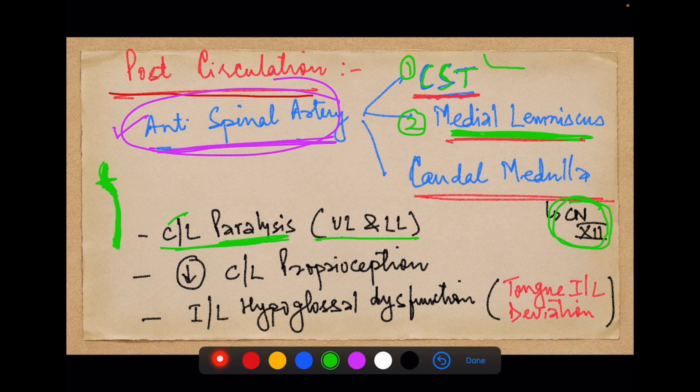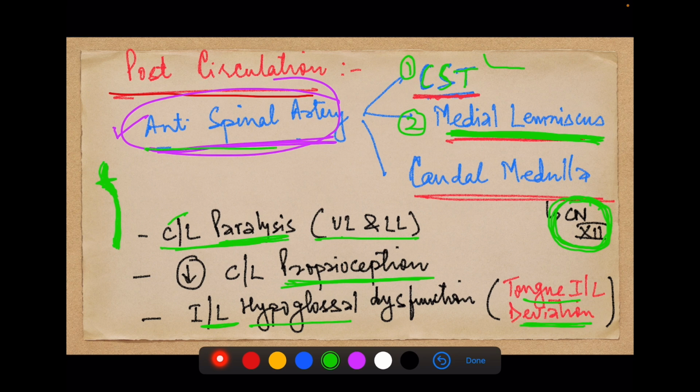And the dorsal column, if we remember our physiology, this dorsal column or posterior column ascending tract carries the sensation of proprioception, joint position, vibration. So the patient will have reduced proprioception, joint position or vibration from the opposite side of the body. And the third thing is the cranial nerve 12th, the hypoglossal nerve, getting involved. So ipsilateral, same side, the tongue will get deviated.